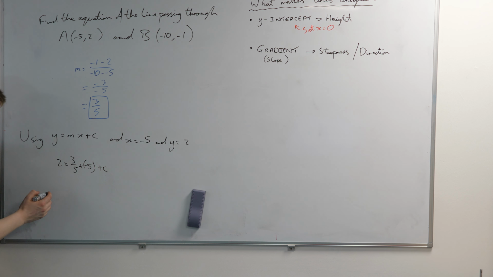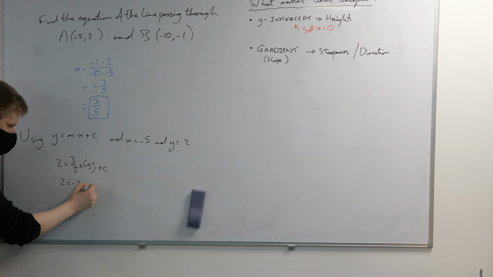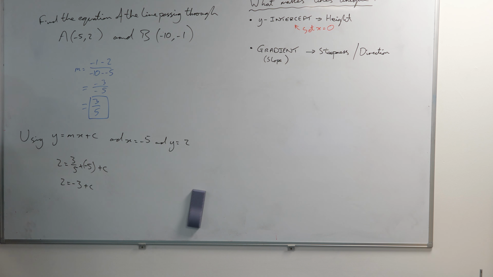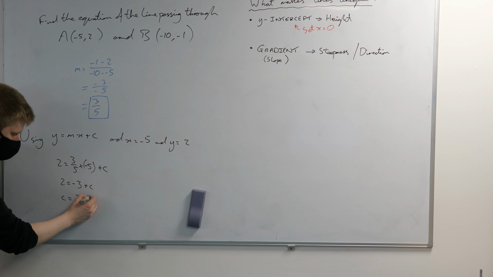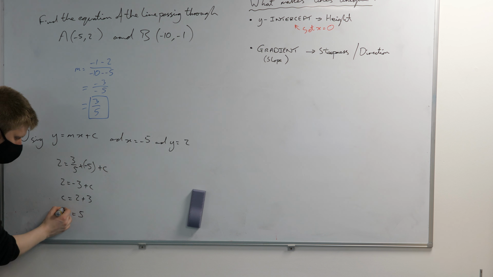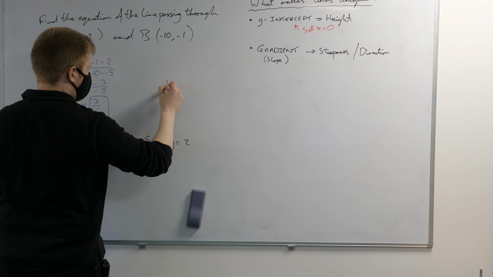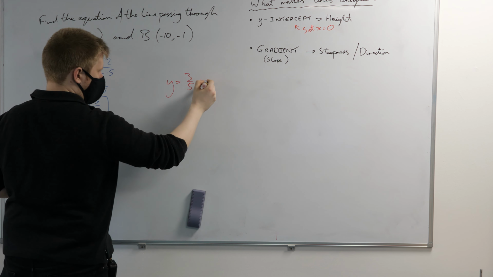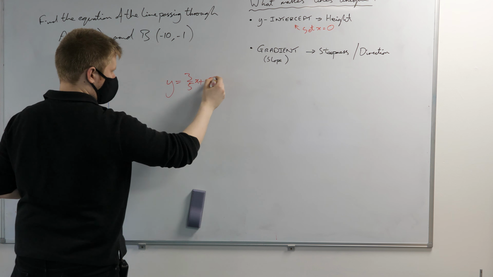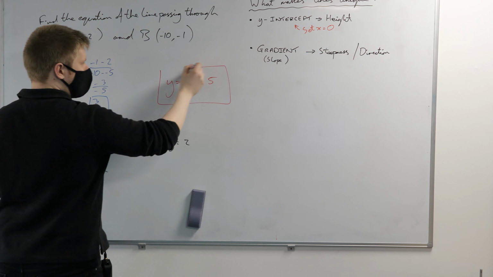Okay, so what do you get? How do you solve this equation? 2 equals -3 plus c. Perfect, well done, because of course the divide by 5 and times by 5 cancel. Good. 2 plus 3 equals c. Then c equals 5. Well done. So what did you get as your final equation of the line? Y equals 3 over 5x plus 5. Excellent. Well done. Okay. Now that's fine.